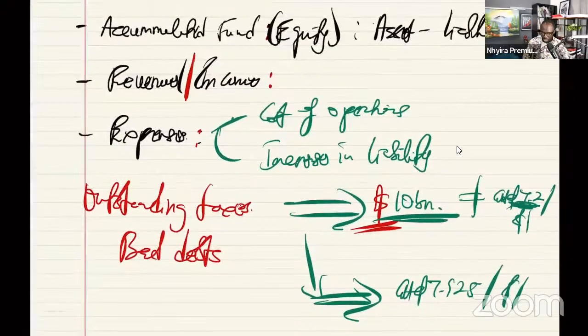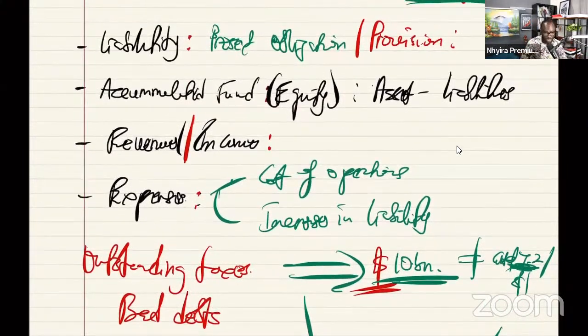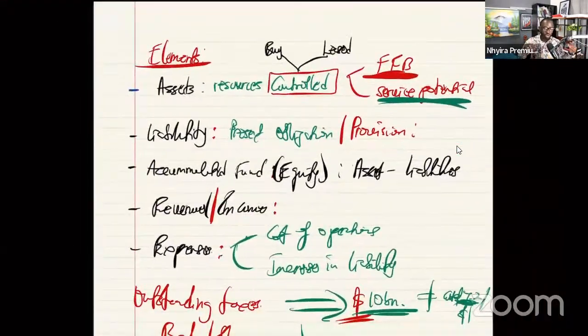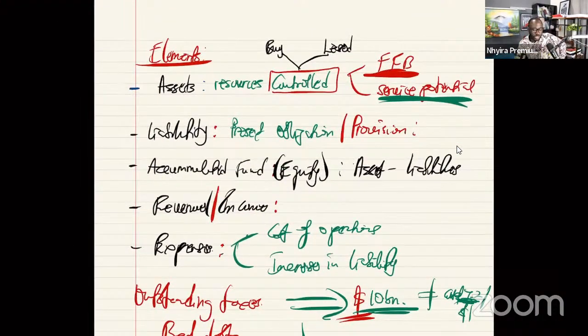So when we talk about elements of the financial statements, these are the elements. We're going to be expanding on these when we are dealing with revenue management and expenditure control, and most importantly, when we are preparing the financial statements: assets, liabilities, accumulated fund, revenue and income, and expenses. These are the elements of the financial statement. Any questions, please?